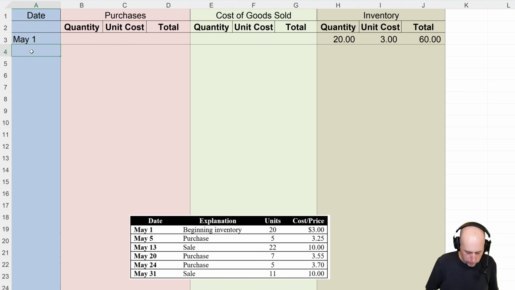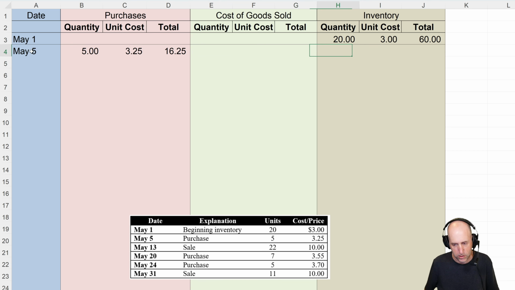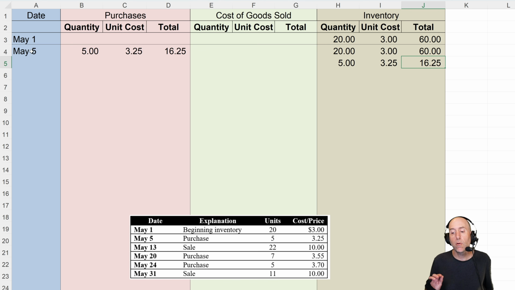Now, whenever you make a purchase under weighted average, that's when you've got some work to do. So we purchase 5 at $3.25. 5 times 3.25 is $16.25. So very much like FIFO and LIFO, I say, well, I had 20, I bring it down, 20 at $3 for $60, and I'm adding to it 5 at $3.25 for $16.25, of course.